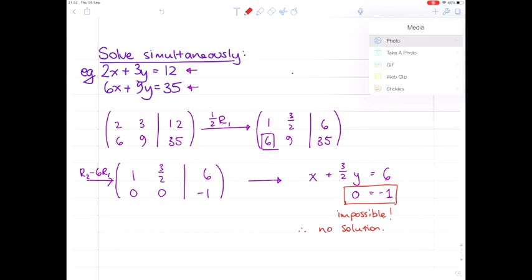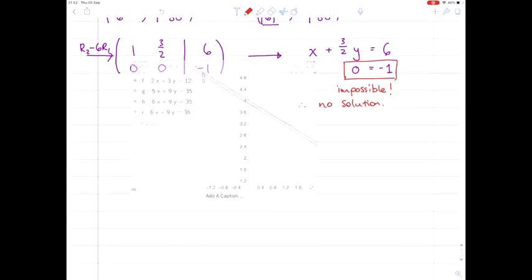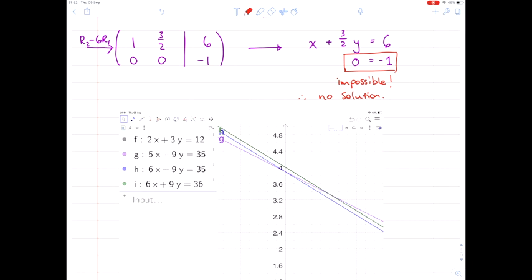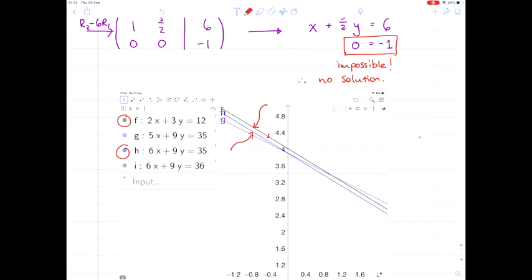What does this mean visually? Well, let's go back to our set of lines that we sketched. Now we're looking at the line f, which is this green line over here, and we're looking at the line h, which is this blue line over here, and you'll see that those two lines are parallel. So they never intersect, and that's why we have no solution.